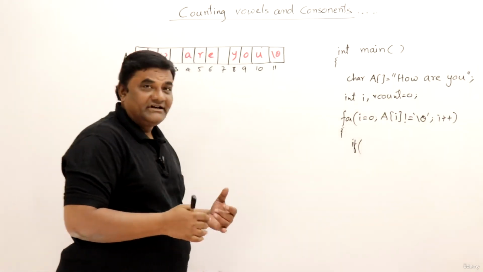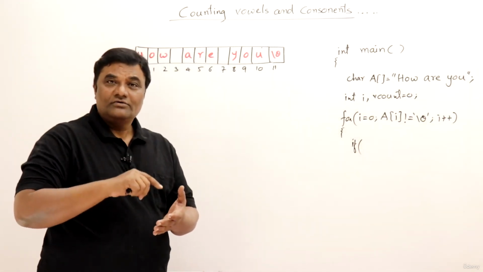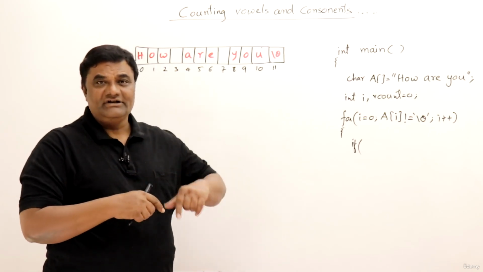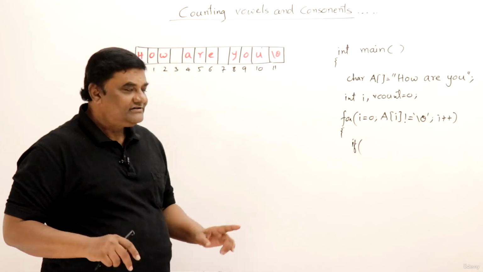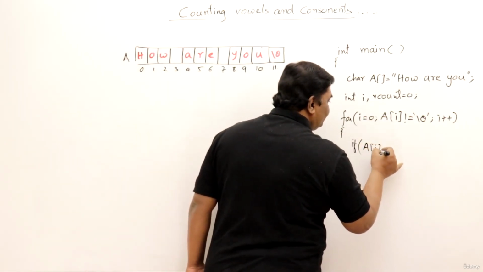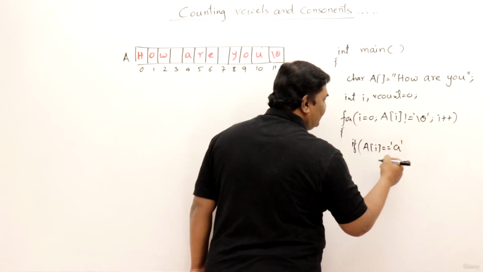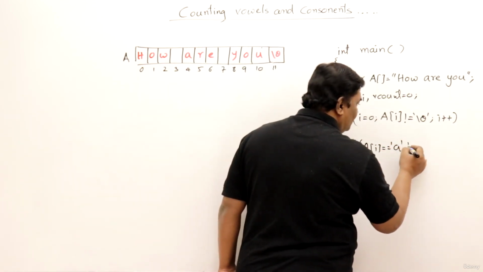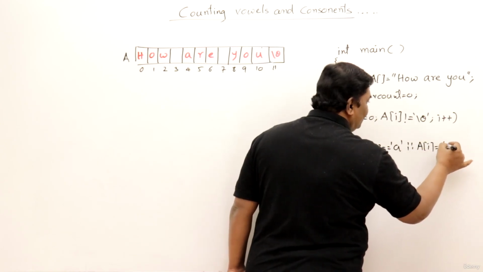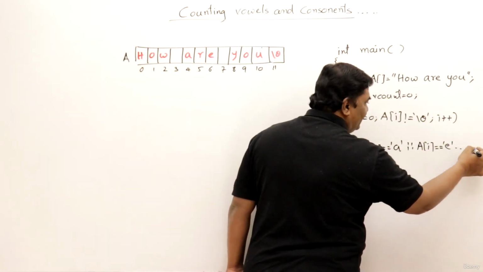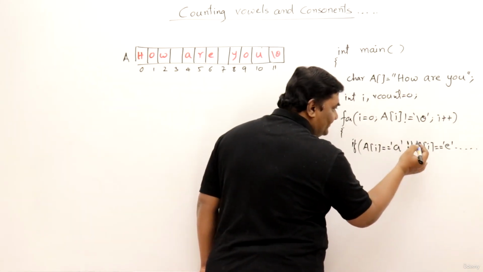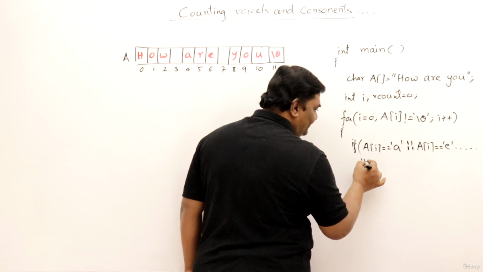So how to check whether it is A or E or I or O, U? Then also it can be uppercase and lowercase. So I have to write so many conditions. I will write a few here, like if A of i is equal to lowercase 'a', or if A of i is equal to lowercase 'e'. Same way I should write for all. Then in between these conditions I am using OR. So be careful of this one.